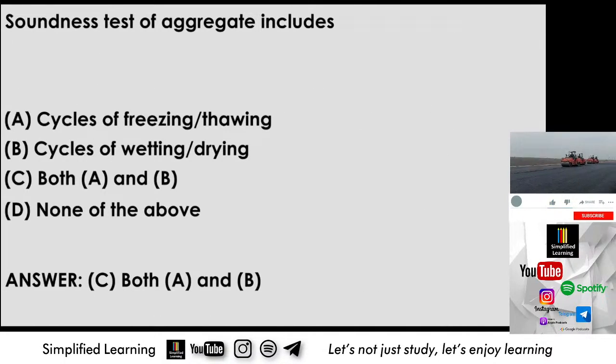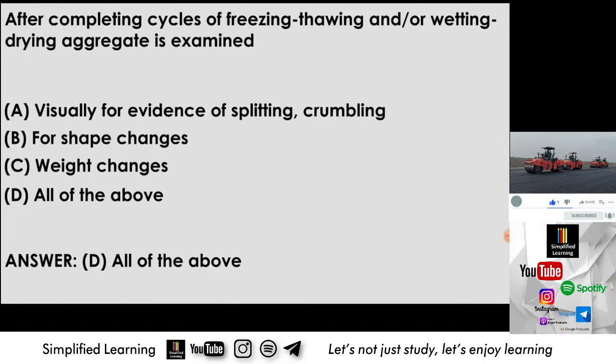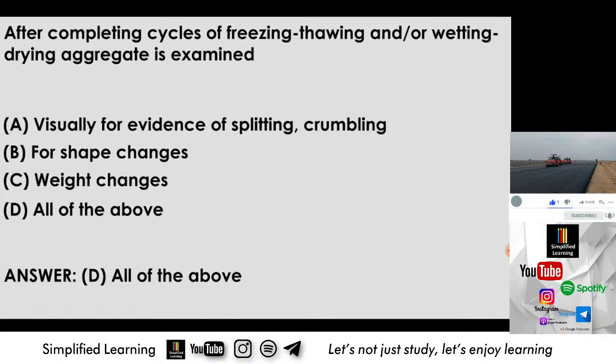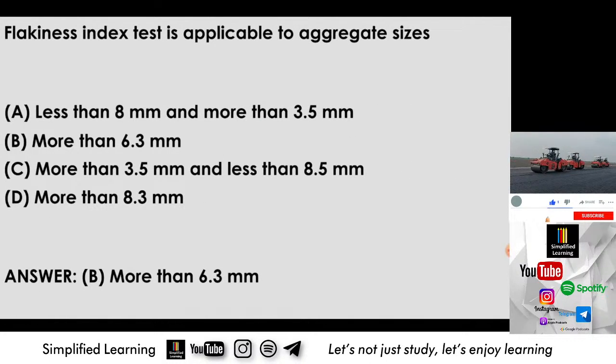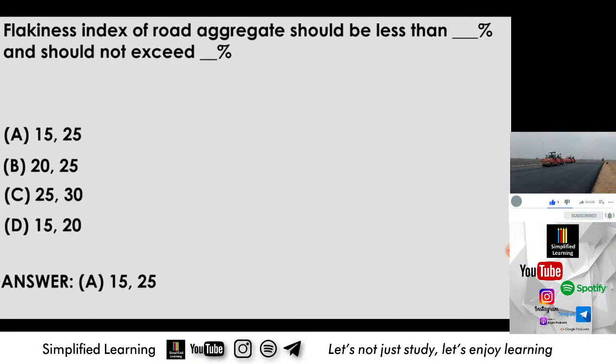Soundness test of aggregate includes cycles of freezing and thawing and cycles of wetting and drying. After completing cycles of freezing, thawing and or wetting drying, aggregate is examined for visual evidence of splitting or crumbling, then shape changes are seen, then weight changes are observed. Flakiness index test is applicable to aggregate sizes more than 6.3 mm. Flakiness index of aggregate is the percentage by weight of aggregate particles whose least dimension is less than 0.6 times their mean dimension. Flakiness index of road aggregate should be less than 15% and should not exceed 25%.